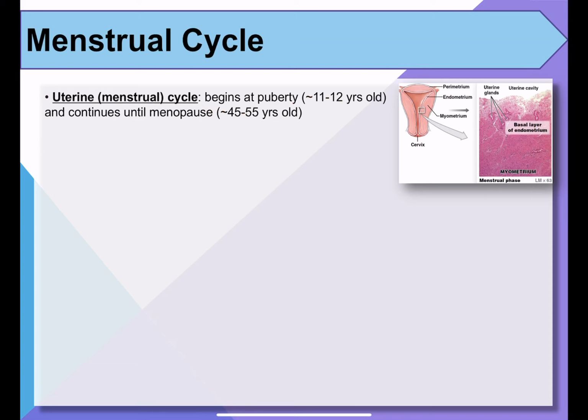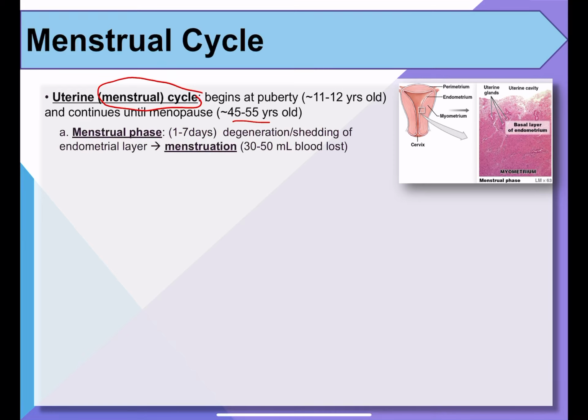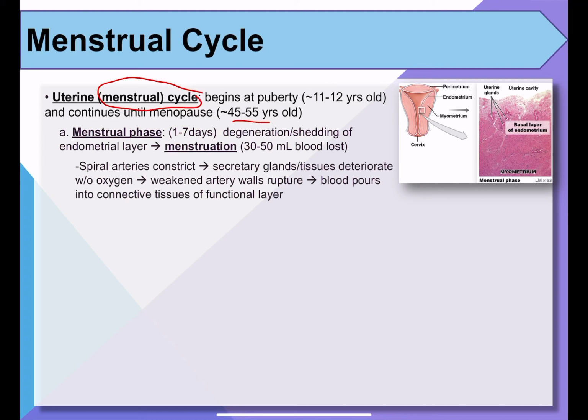All right, so the second cycle that works very well with the ovarian cycle, and it must be coordinated together, is called the uterine cycle, or more commonly known as the menstrual cycle for a lot of us. It begins, like I said, at puberty around 11 to 12 years old and will continue until about 45 to 55 years old when menopause starts. Again, it is also divided into 3 phases, just like the ovarian cycle. From day 1 to day 7, this is the first phase called the menstrual phase.